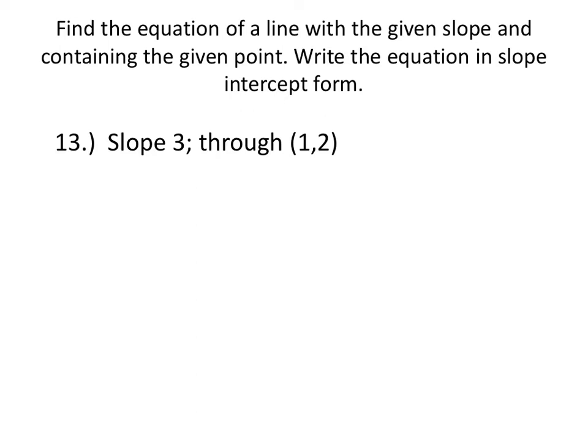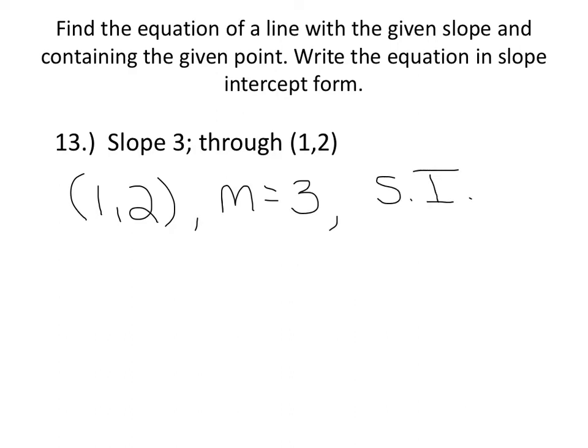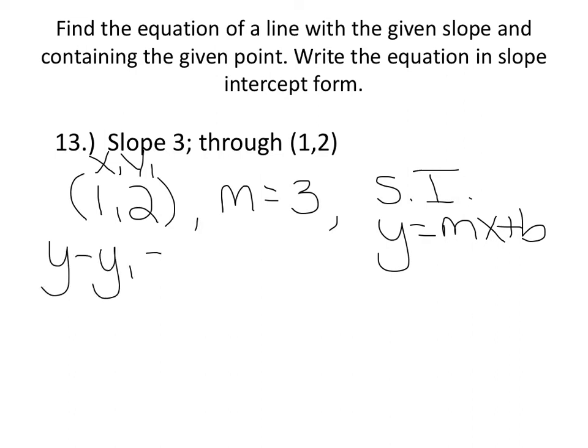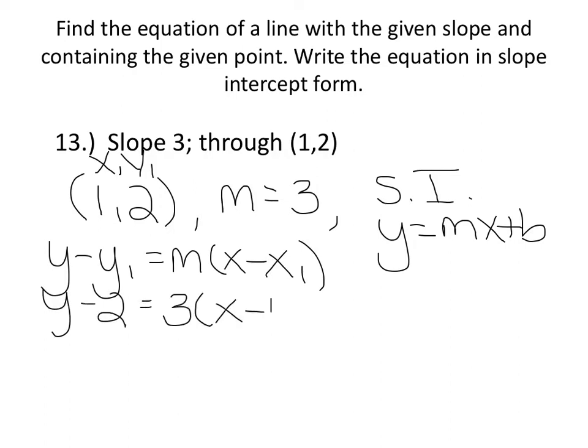So remember, I want you to write the point, and the point they give you is (1, 2), and the slope, which is m equals 3, and then what form they want. They want slope-intercept, so I told you to write SI, which is y equals mx plus b. Now, you need to write x1, y1, and we're plugging into point slope form. Alright, so y minus 2 is equal to 3 times x minus 1.